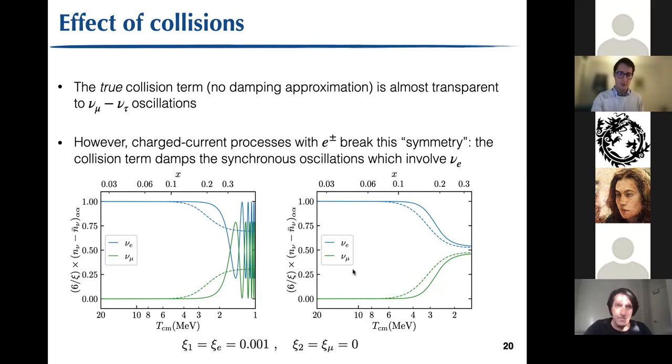So this is an example of a two-flavor system with nu e and nu mu, and on the left you have no collisions, on the right you have collisions, and you can see that the synchronous oscillations are really damped. They get destroyed by the collision term.